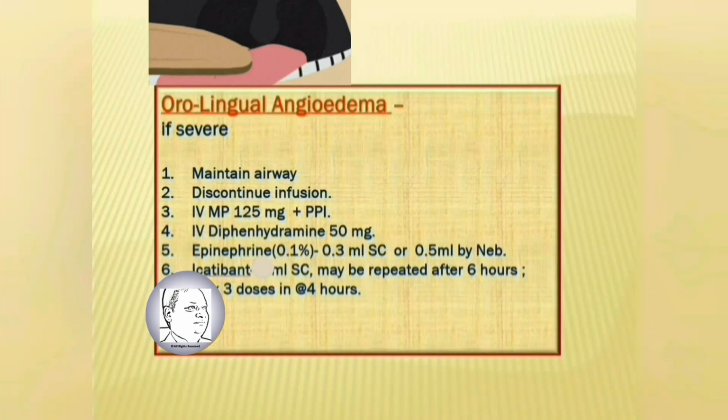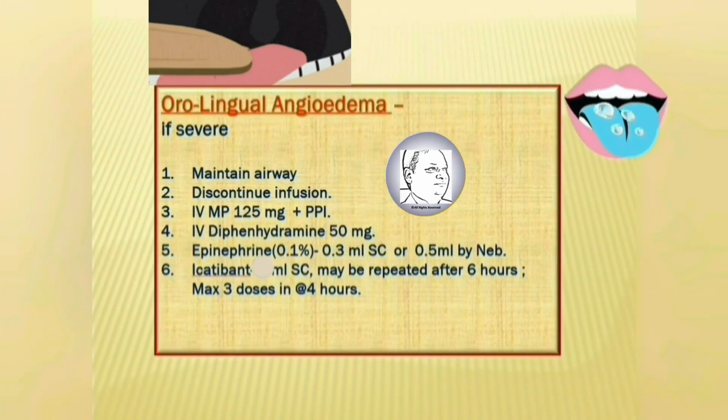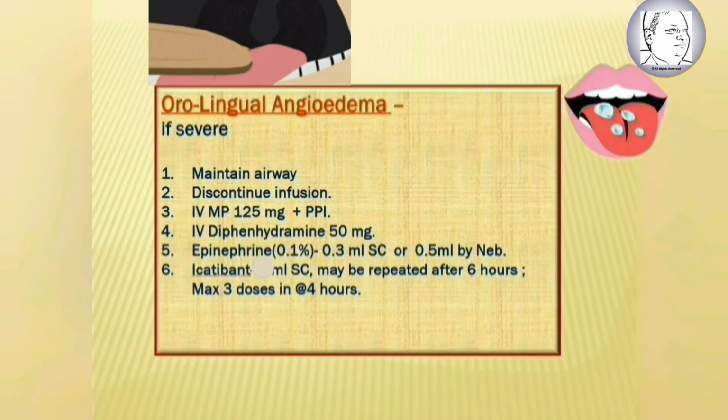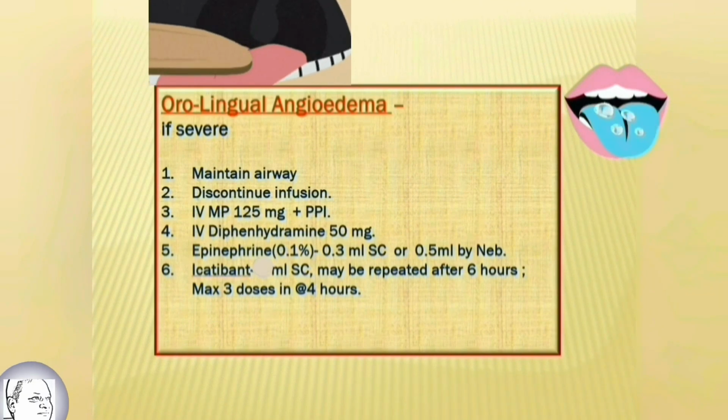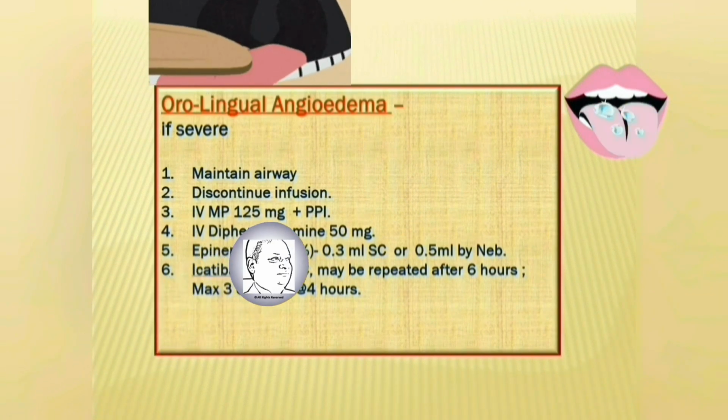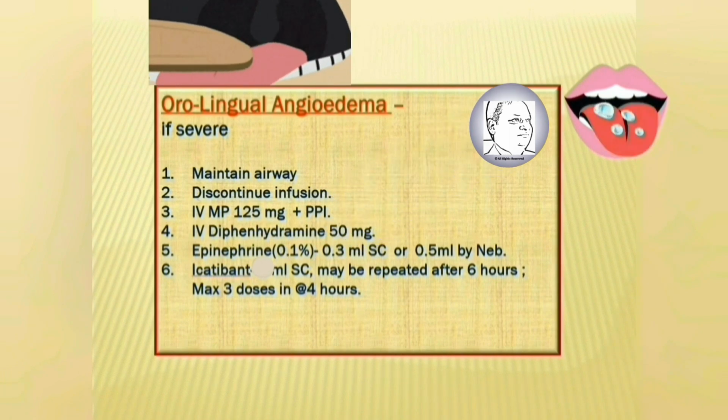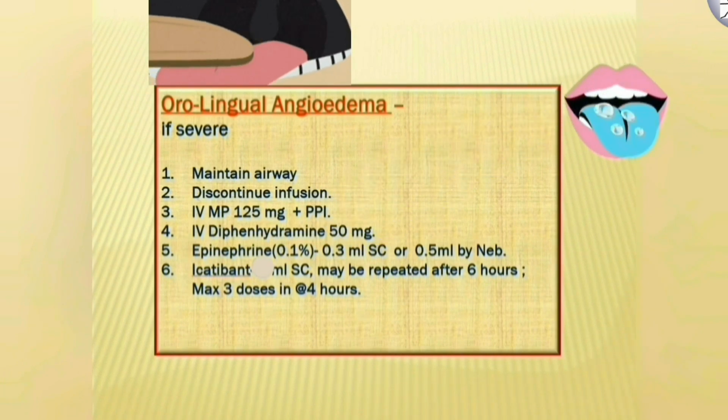Orolingual angioedema. If yes, maintain airway, discontinue rTPA, give injection methylprednisolone 125 mg IV followed by injection diphenhydramine 50 mg IV, or if required, injection epinephrine 0.5 ml subcutaneous.